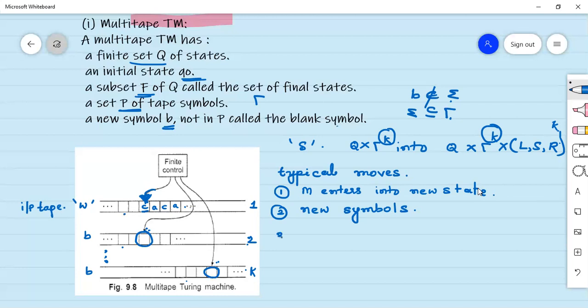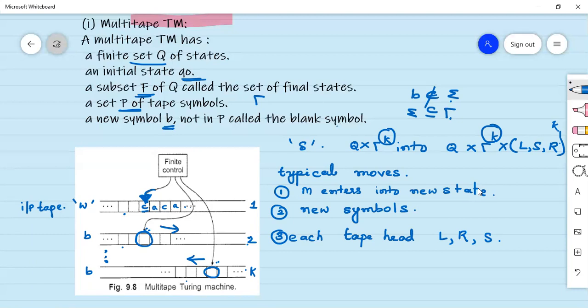Then the third one is each tape head moves either to left or right or remains stationary. One thing you should remember is that heads will move independently, means this can be moving to right, this can be moving to left, so they move independently. Or some may not even move. That's why we have stationary.